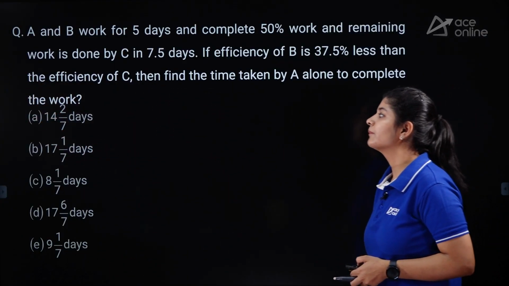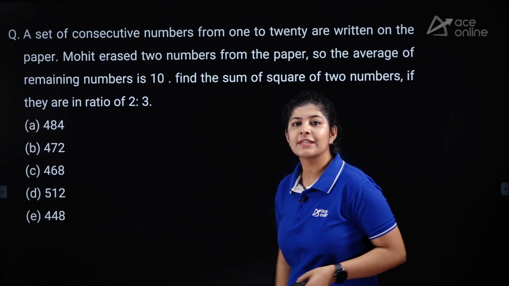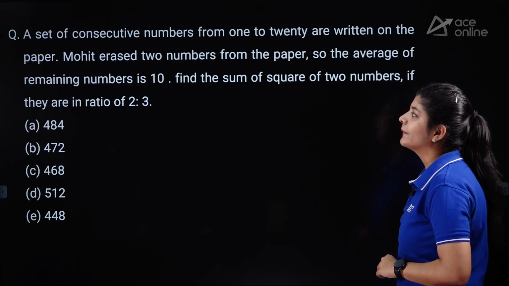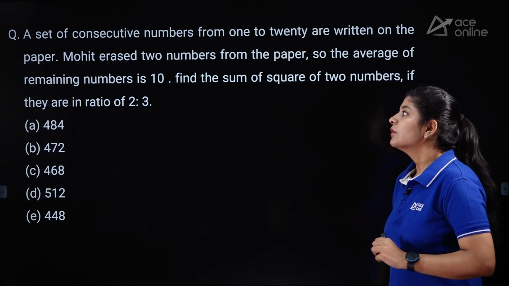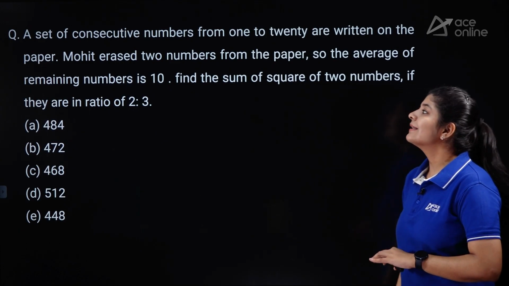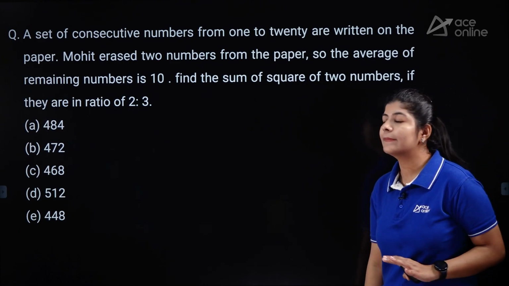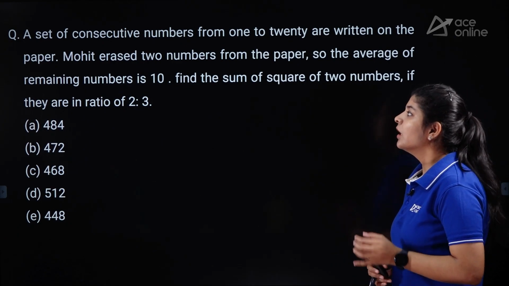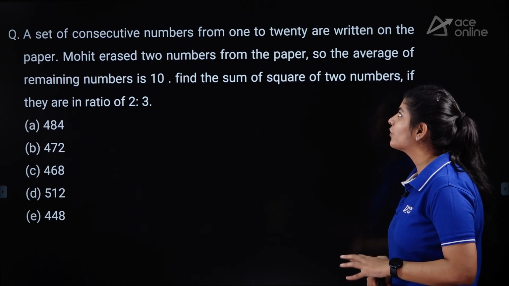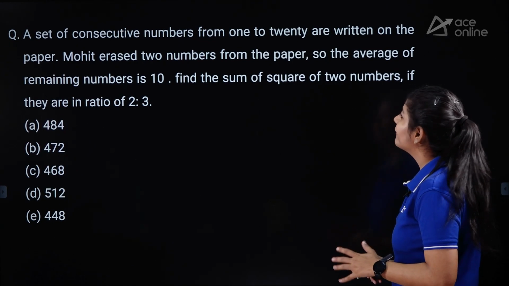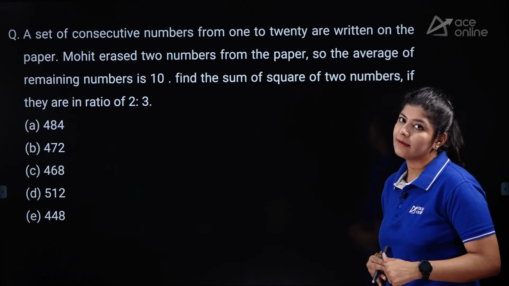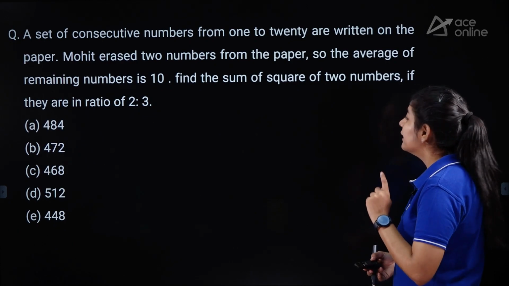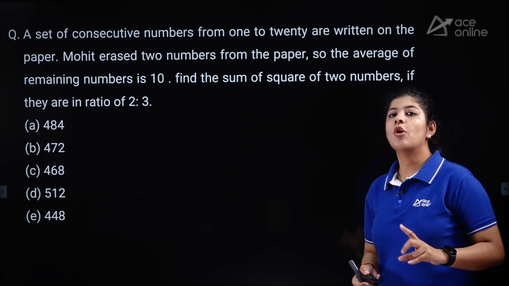Is it clear? Okay. Now let's move towards the next question and let's see what is the next question we are having and how we are going to deal with it. The question says that a set of consecutive numbers from 1 to 20 are written on a paper. Mohit erased 2 numbers from the paper, so the average of remaining numbers is 10. Find the sum of square of 2 numbers if they are in the ratio of 2:3.